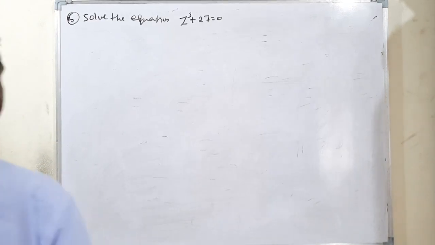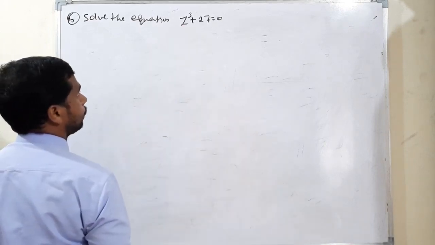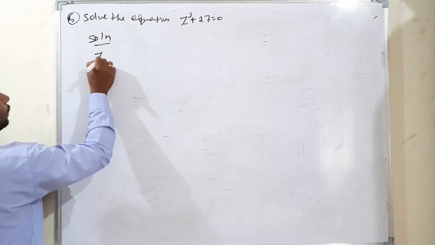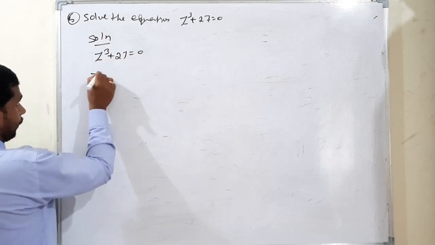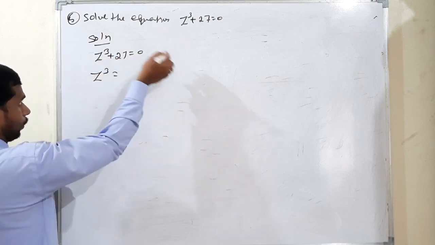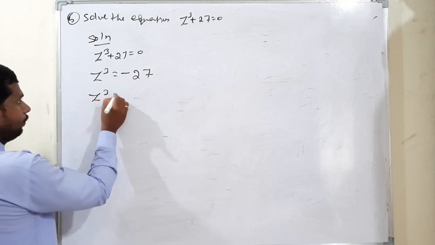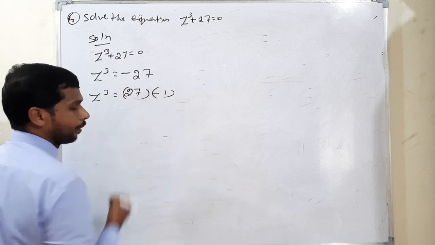Moving to question number 5 from exercise 2.8. Question: solve the equation z cube plus 27 is equal to 0. Solution: z cube plus 27 is equal to 0. So z cube is equal to plus 27, bring it to the opposite side, it becomes minus 27. So minus 27, how to split it? 27 into minus 1, we can write now.